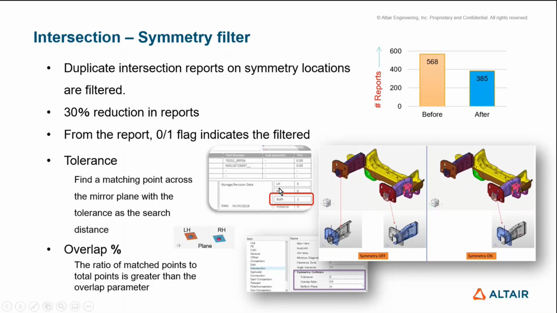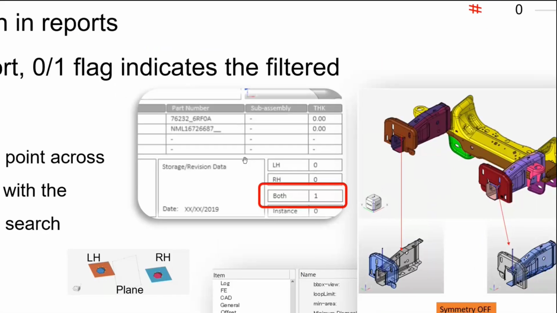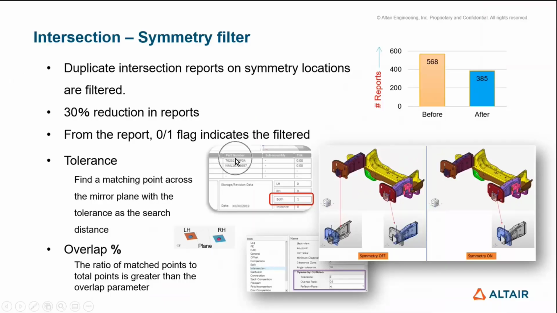And while filtering the reports, in the report we are also adding that the filter is applied, and that this is happening at both LH and RH side, so that the designer can understand by looking at the report that this is happening at both sides, but the report is generated only on one side. Okay? So we have this kind of flag.